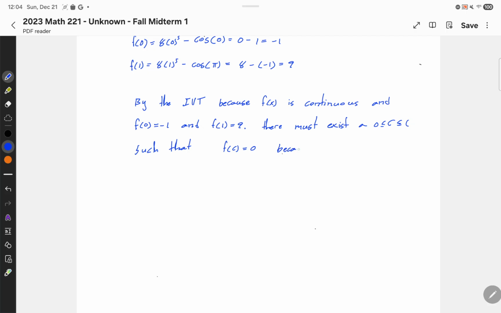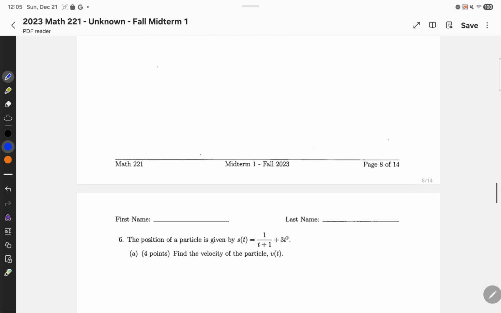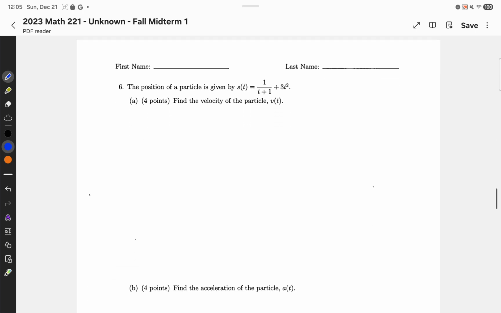because 0 is between 1 and 9. Or you could of course say because it's between f of 0 and f of 1. And that should be plenty, honestly, more than you need to write for your exam. Alright, moving on to question 6.